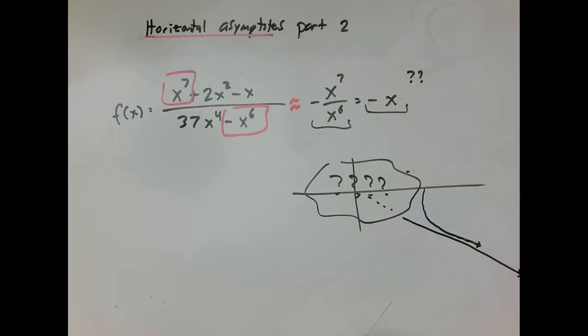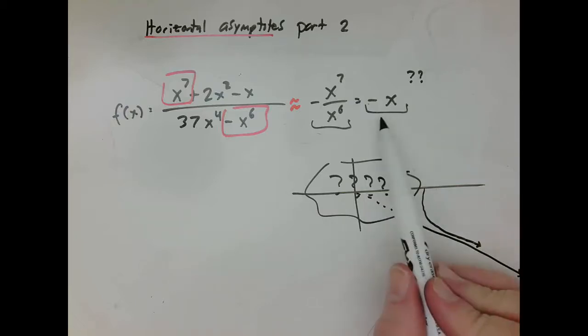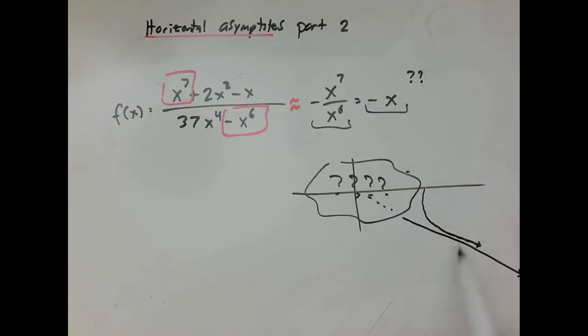And what does negative x do as x approaches infinity? Well, it decreases forever. It decreases without bound. So what our end behavior model has told us in this case is that there is no horizontal asymptote. Instead, there's what's called a slant asymptote. There's this kind of line, and our y values are approaching that line.